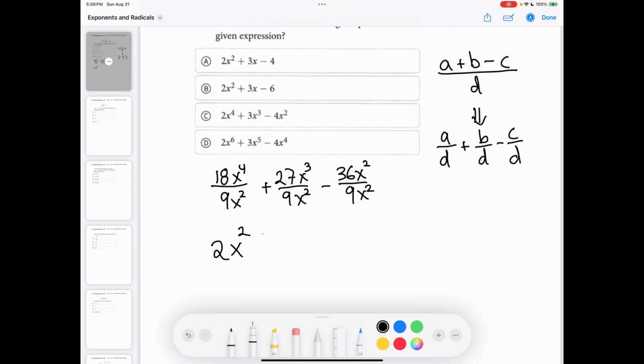Now I have 27x cubed divided by 9x squared. Again, I'm going to divide the coefficients. So 27 divided by 9 is 3. And now I have x cubed divided by x squared.